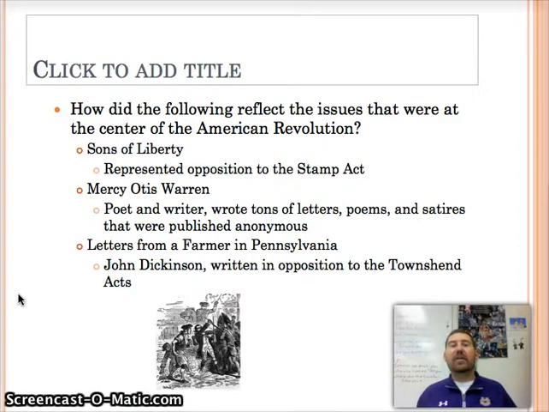And then lastly, Letters from a Farmer in Pennsylvania, which was written by a guy named John Dickinson, written in opposition to the Townshend Acts. Now, Dickinson wasn't a farmer, but he took the persona of one to represent how the things that Britain was doing could impact a common man or a common farmer or what have you.